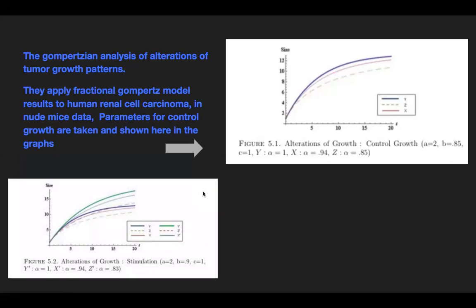So in figure 5.2, if we take b equals 0.9, we observe simulation for each a value. It could be seen that in this graph, curves y and z behave similarly. Y is the curve with b equals 0.85 and a equals 1, and z is the curve with b equals 0.9 and a equals 0.83. This shows that we can observe different behaviors by changing the parameter a in discrete fractional calculus. So if we set b to 0.7, which is less than the control growth, we observe inhibition for each a value.